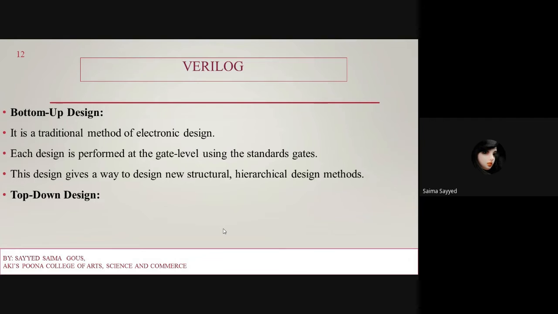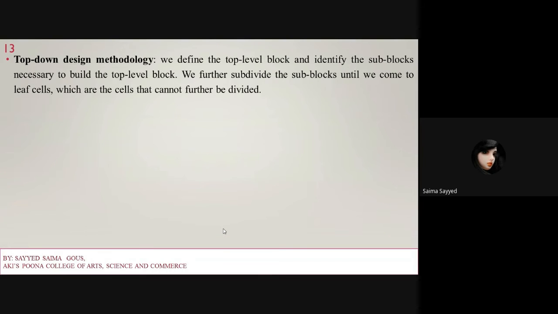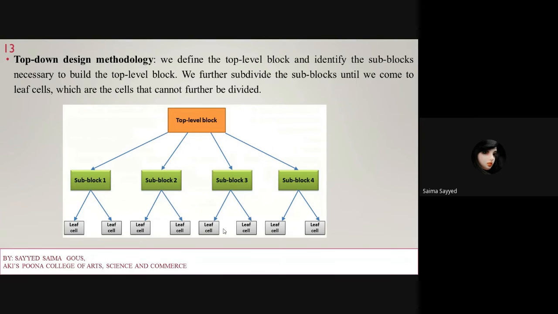And what is top down design? It allows early testing, easy change of different technology, and structured system design, and offers many other benefits. So first we'll see top down designing. We define the top level blocks and identify the sub blocks necessary to build the top level blocks. So this is the block diagram of the top down design methodology.